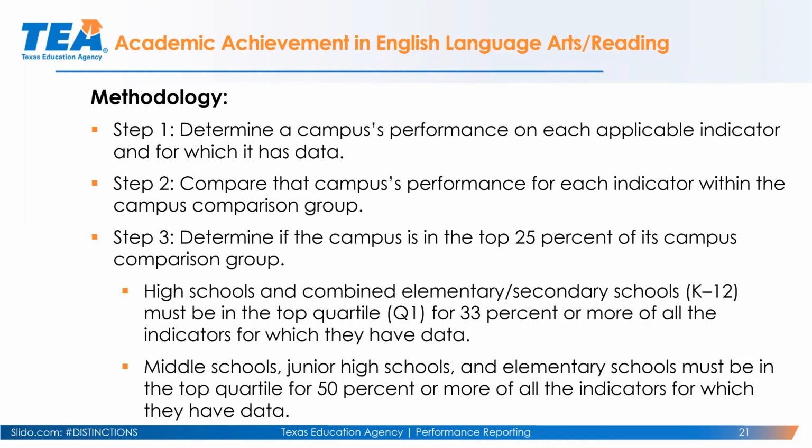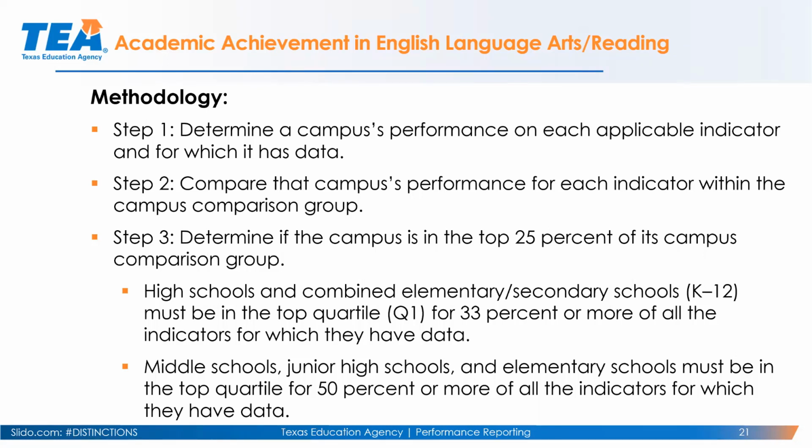Now for high schools and K through 12, this distinction would be awarded if it's in the top quartile for 33% or more of all the indicators for which they have data. Middle schools, junior highs, and elementaries must be in the top quartile for 50% or more of all indicators for which they have data.